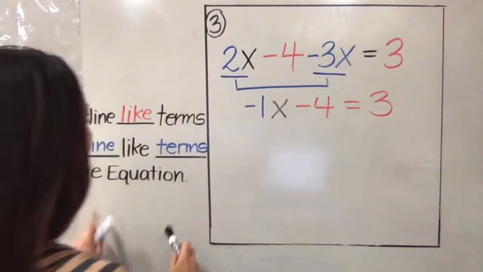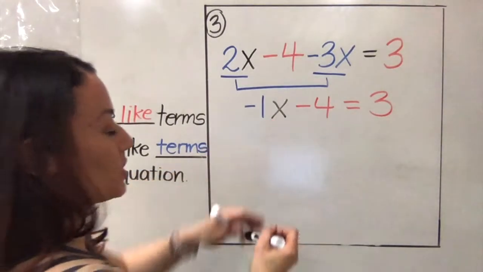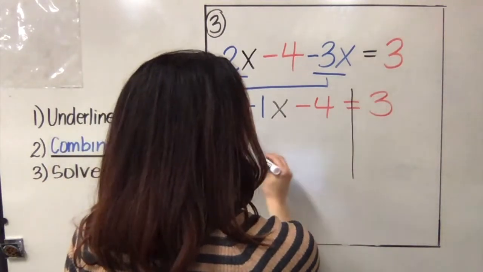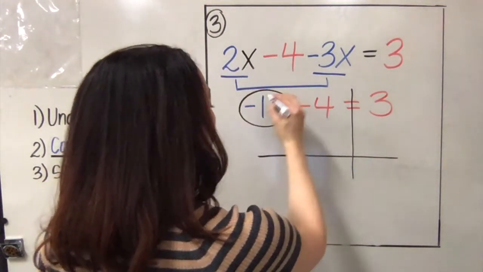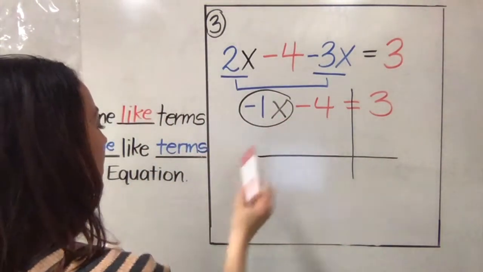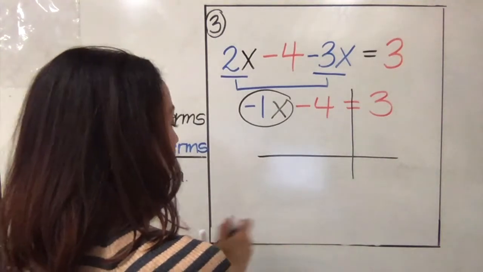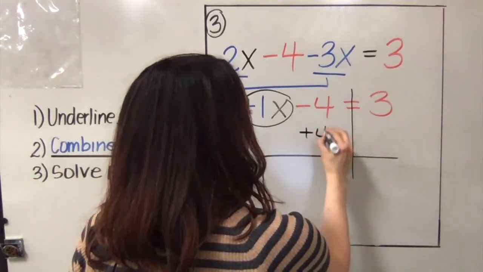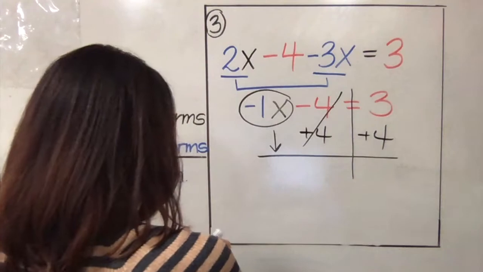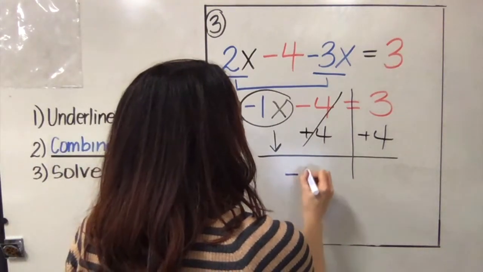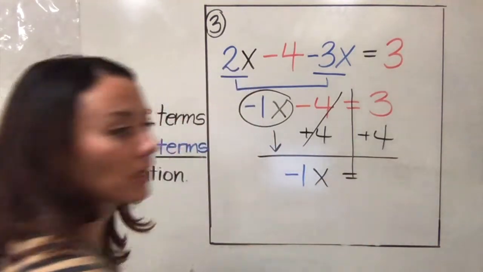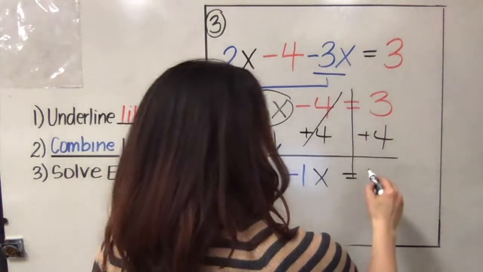Now you can solve this equation, right? Because now the variable terms are together. So first, make a t. Circle negative 1x, very important. Then ask yourself, what is the opposite of negative 4? It's positive 4. A negative 4 and a positive 4 make 0. Make sure you bring down that negative 1x. And what is 3 plus 4? 3 plus 4 is 7.